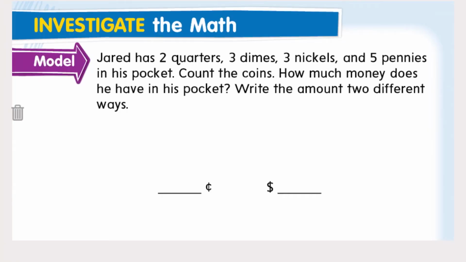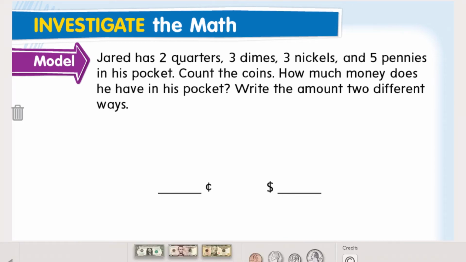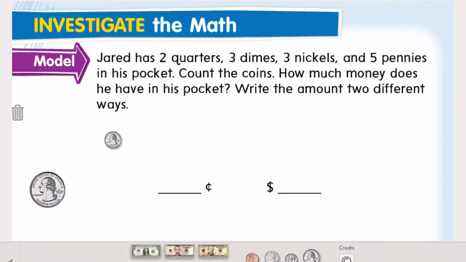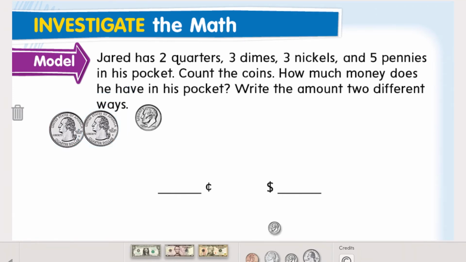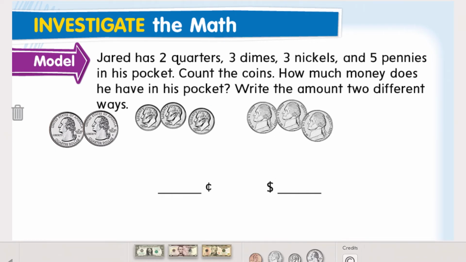So Jared has 2 quarters, 3 dimes, 3 nickels, and 5 pennies in his pocket. Count the coins. How much money does he have in his pocket? Write the amount 2 different ways. So we're going to write it in cents and in dollars. Remember that $1 equals 100 cents. So let's look and see what we have here. 2 quarters, 3 dimes, 3 nickels, 5 pennies.